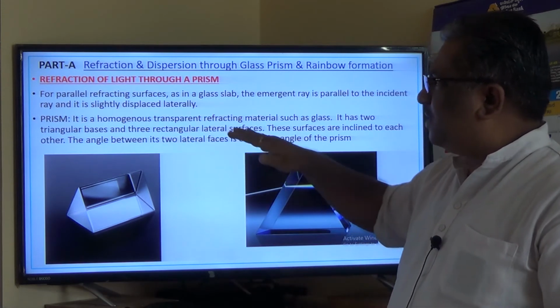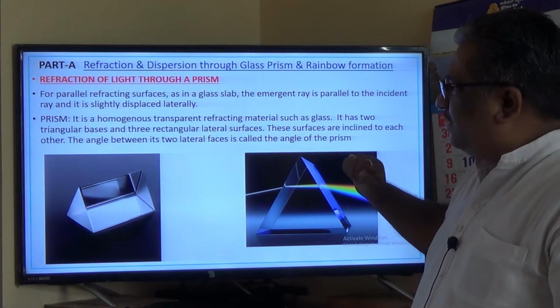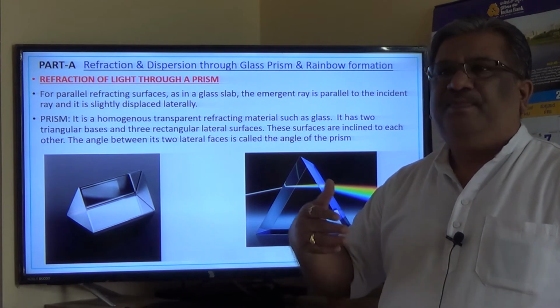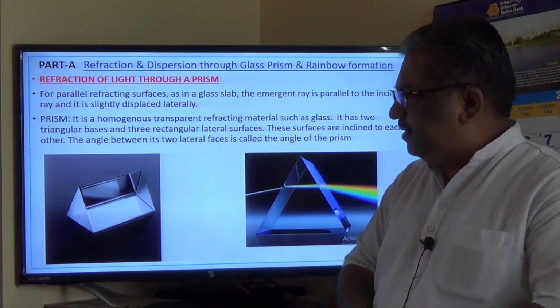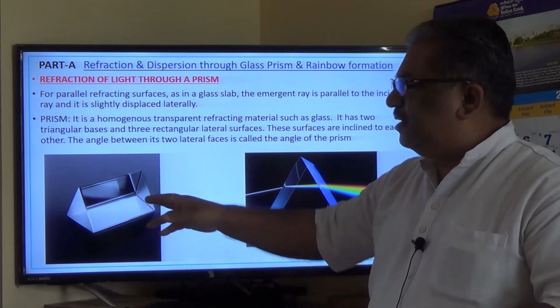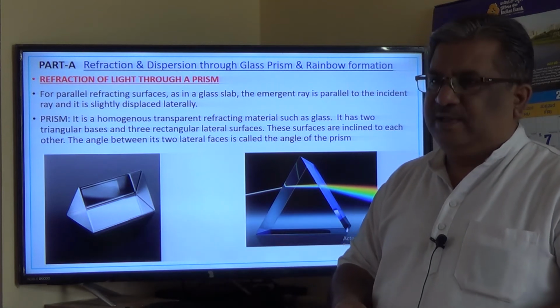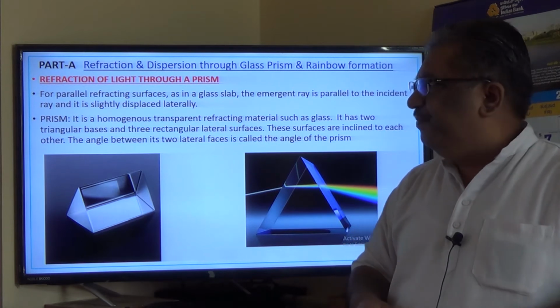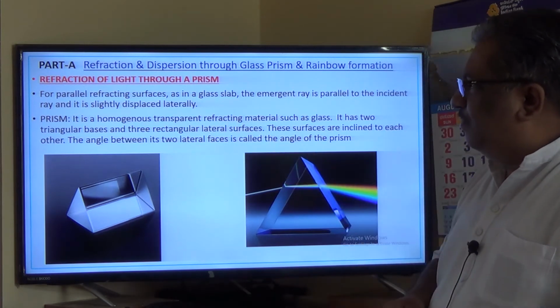A prism is a homogeneous transparent refracting material such as glass, consisting of two triangular bases and three lateral rectangular faces, and these lateral faces are inclined to each other. The angle between the lateral faces is called the angle of the prism. So this is about the prism.